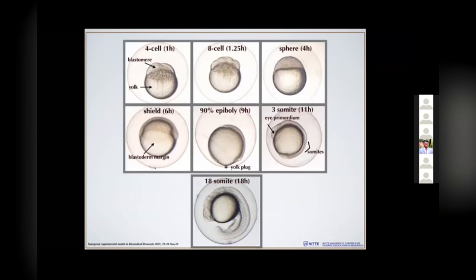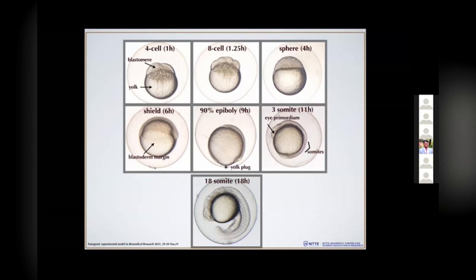As I mentioned, the first stage is about 1 hour. You can see them all from outside. These are all taken with a good stereo microscope. You can see the four-cell stage. You can see the 8-cell. The sphere is about 4 hours after fertilization. Shield stage, where you actually know the dorsoventral patterning of the embryo. 90% epiboly is about 9 hours post-fertilization.